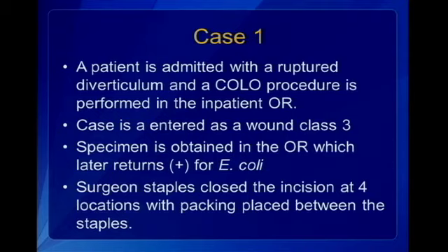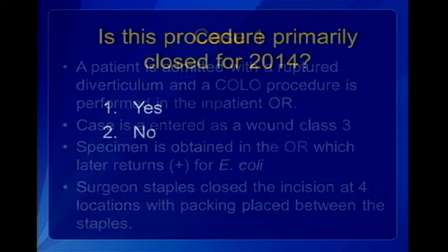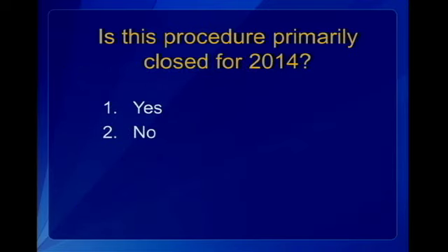All right, let's do a case. Get your little clickers ready. So a patient is admitted with a ruptured diverticulum, and a colo procedure is performed in the inpatient OR. The case is entered as a wound class 3. They obtained a specimen in the OR which returns positive for E. coli. The surgeon staples closed the incision at 4 locations with packing placed in between. Is this procedure primarily closed for 2014?